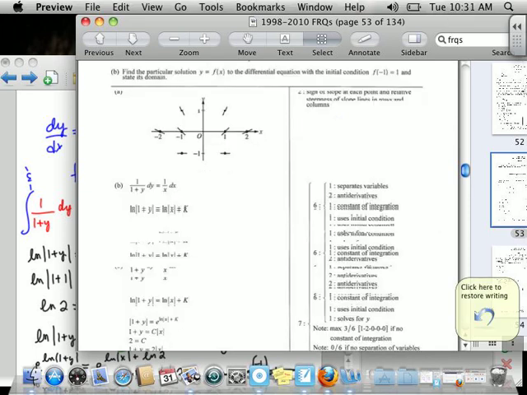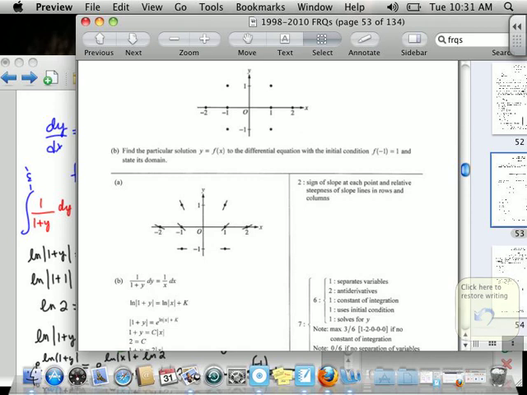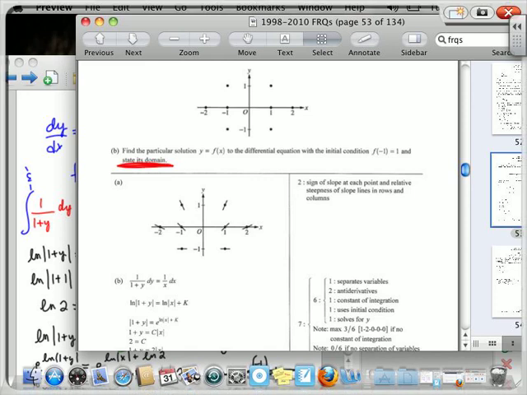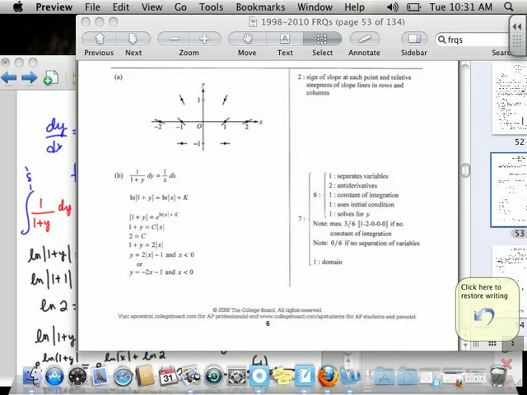All right, and then the next thing was find the particular solution. So find the solution with this initial condition and state its domain. So see how they gave you that clue that this is a domain problem? So state its domain. All right, so they go through all the steps, and you could write it 2 different ways. You could say y equals 2 times the absolute value of x minus 1, or y equals negative 2(x minus 1), and the domain is x is less than 0.